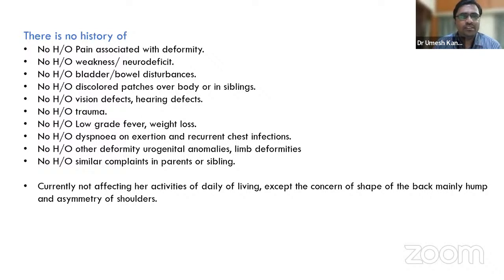There is no history of any discolored patches over the body or in our siblings, no history of any vision defects or hearing defects, no history of trauma. Gives negative history of low-grade fever and weight loss, no history of dyspnea on exertion and recurrent chest infection, no history of other deformities like urogenital anomalies and limb deformities, no history of similar complaints in the parents or siblings. Currently, the deformity is not affecting her activities of daily living, except the concern of the shape of her back and asymmetry of the shoulders.